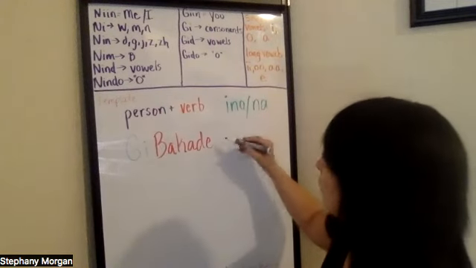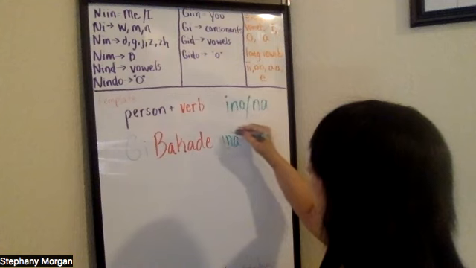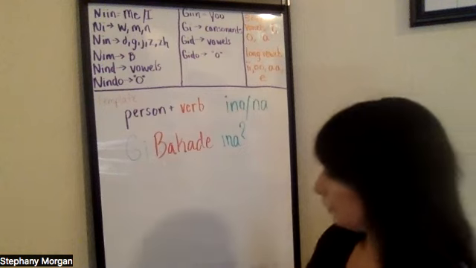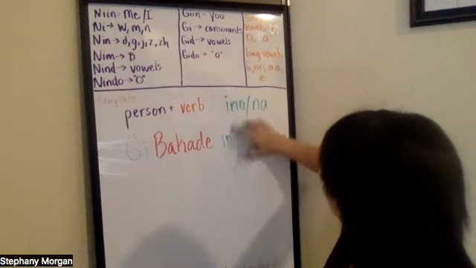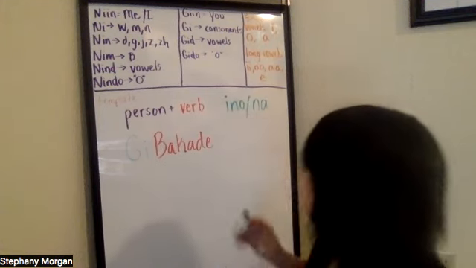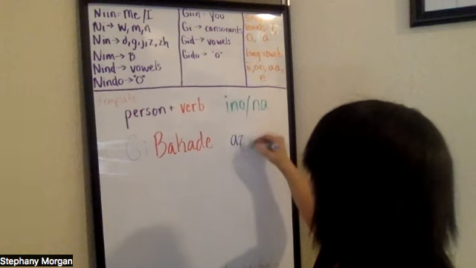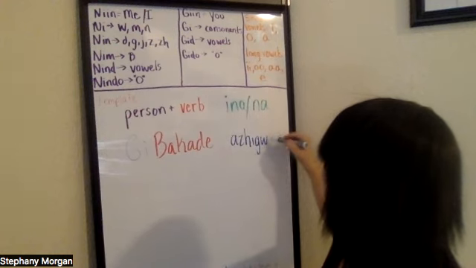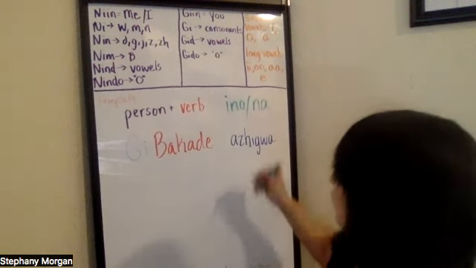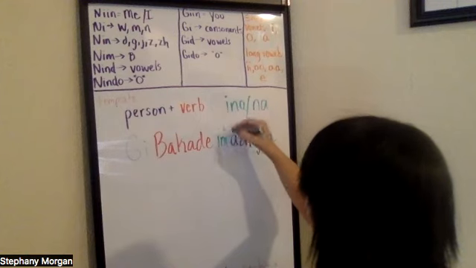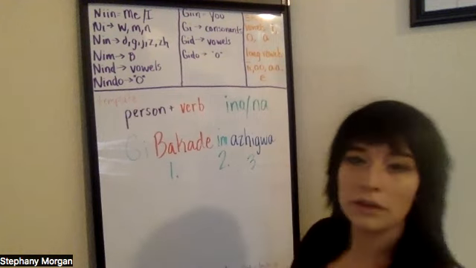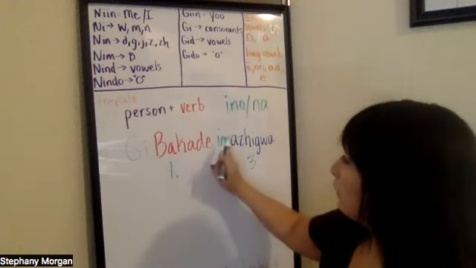All right, gibakade ina. Now the ina makes it, are you hungry? But are you hungry right now? Our word for right now, ajigwa. Are you hungry right now? Gibakade ina. Ajigwa, one, two, three. The ina always comes second.